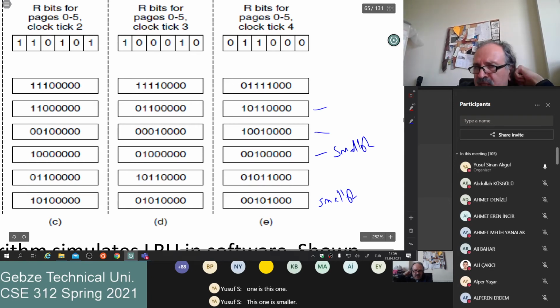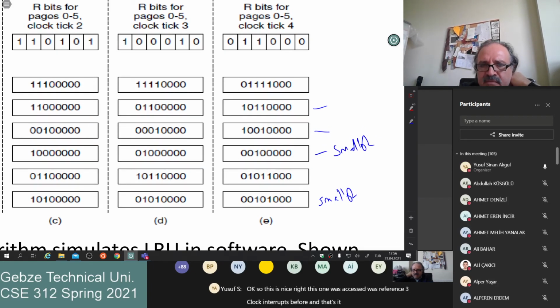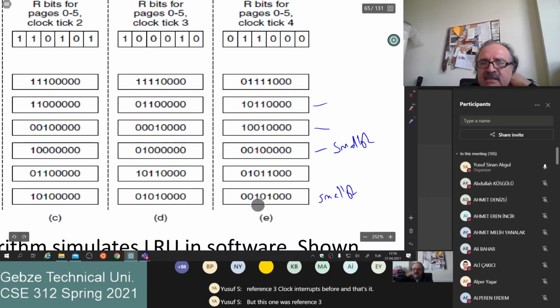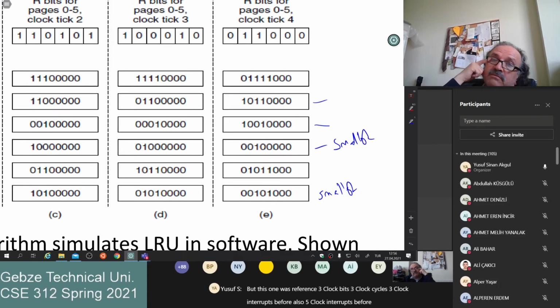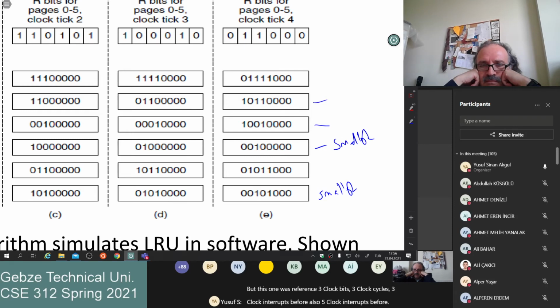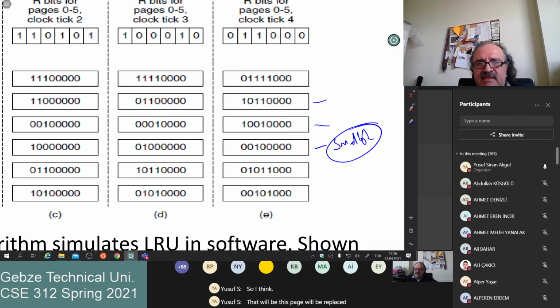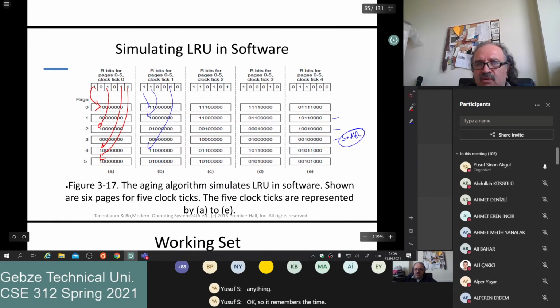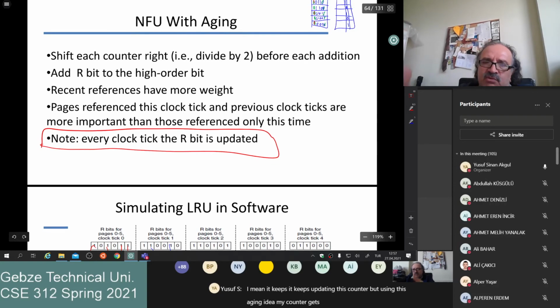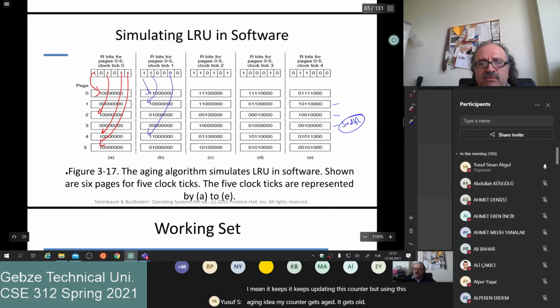Okay, so this is nice, right? This one was referenced 3 clock interrupts before, and that's it. But this one was referenced 3 clock interrupts before, also 5 clock interrupts before. So I think this page will be replaced if I need to replace anything. So it remembers the time. It keeps updating this counter, but using this aging idea. My counter gets aged, it gets old. So it's kind of measuring the time too.